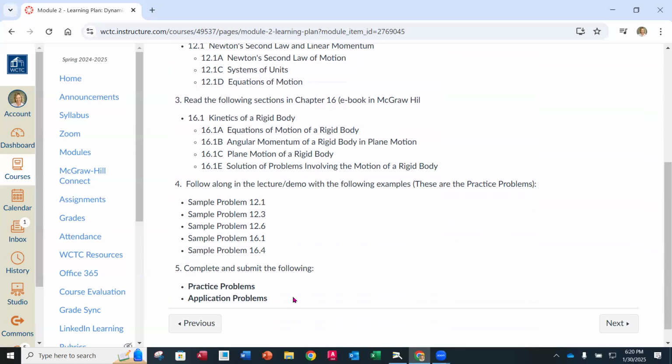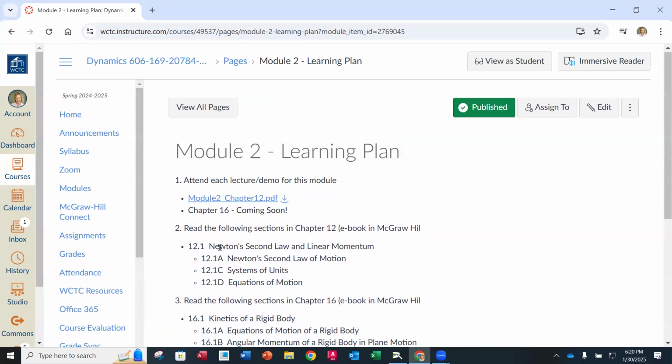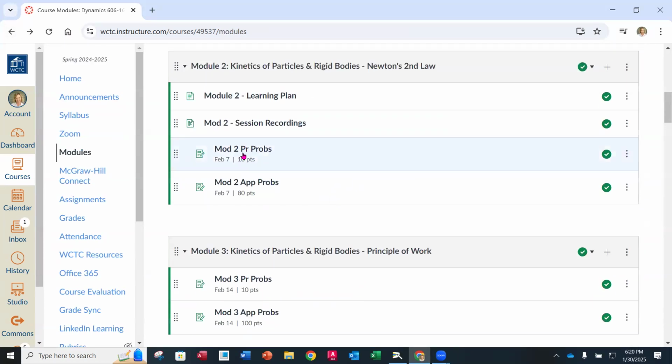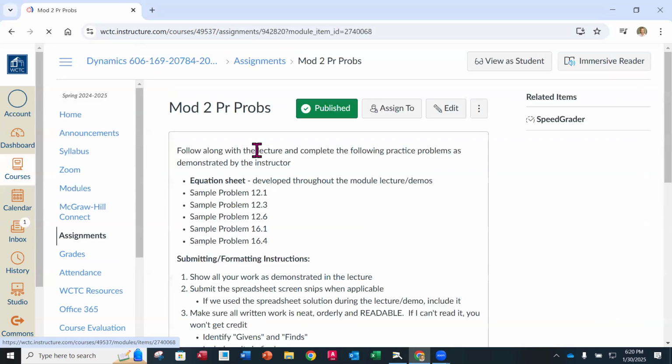You're going to be handing in practice problems, which are the ones we do here in class. And then you're going to have your application problems. I want to let you know as well, I'm just going to move back a level here. And as we look at the practice problems for module 2, I'd like you to create another equation sheet or continue to add to the one that we had in module 1.